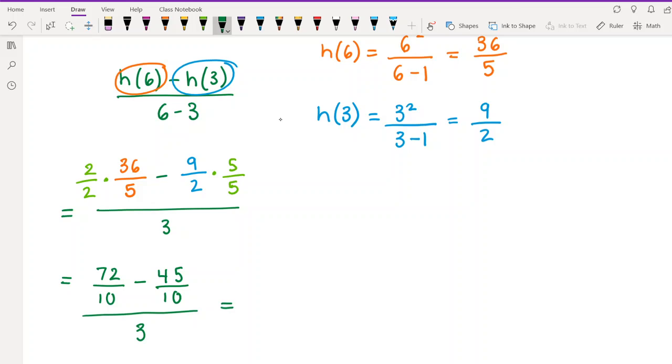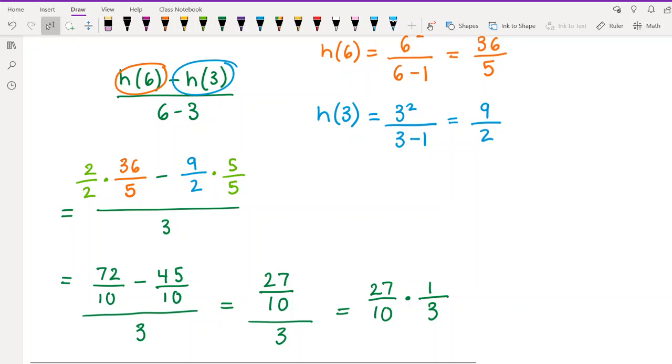Okay, so what can we do with these two fractions? Well, now we can actually subtract them. So 72 minus 45 is going to give us 27. So we have 27 over 10, and that's all getting divided by 3. So how do we now take this a step further to simplify it? Well, remember that dividing is the same as multiplying by the reciprocal. So we can rewrite this as 27 over 10 times 1/3. And so that is going to give us 27 over 30.